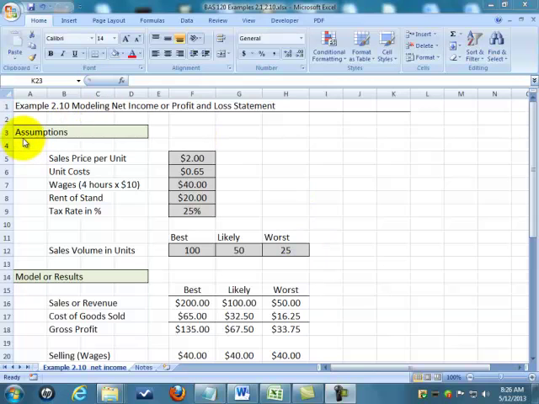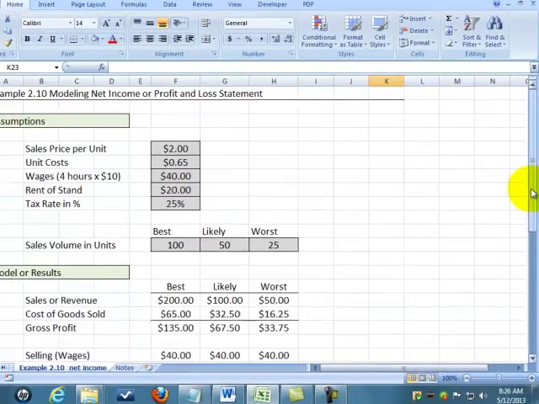So I've taken an assumption of, let's say I'm going to put a hot dog stand out on campus, and I can sell each hot dog for $2. Here are my assumptions. I'm selling at a price of $2 per unit. It costs me 65 cents for the hot dog and the bun and everything. My wages, I'm going to work just lunch hours, probably from 11 to 3, giving me time for setup and cleanup, at $10 an hour, so that's $40 in wages. I'm trying to calculate my income for a day. It costs me $20 to rent the stand, and taxes are about 25%.